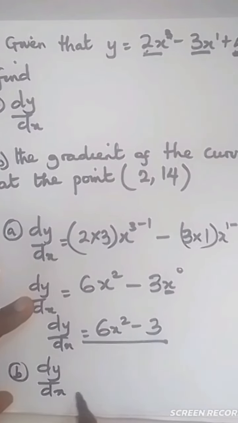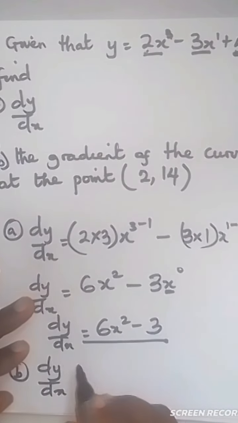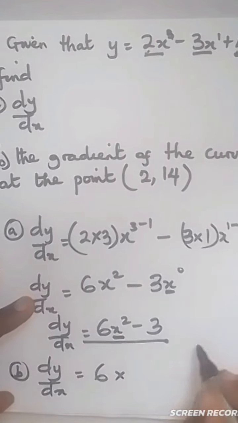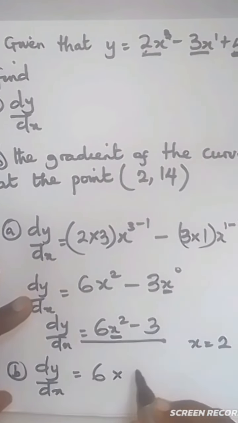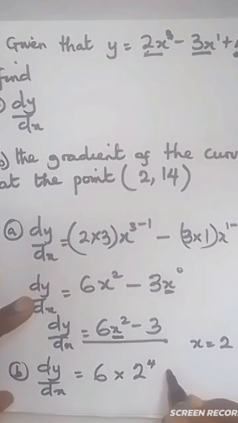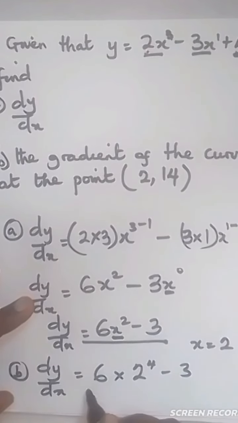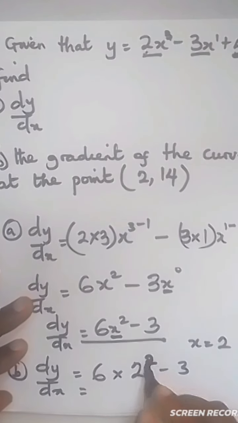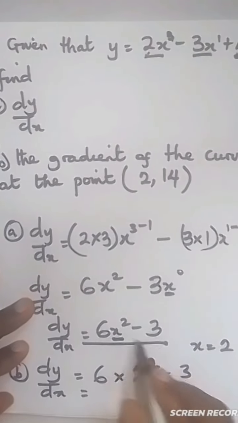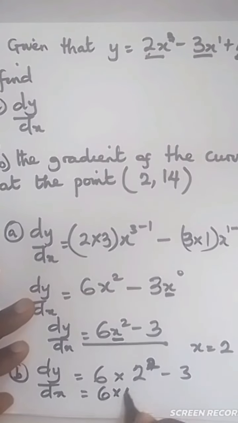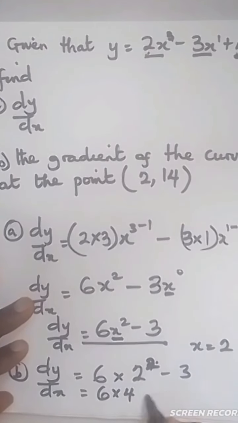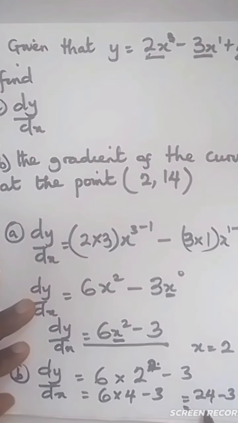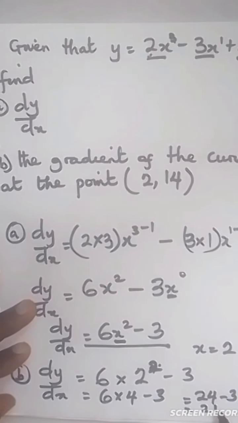over dx. We are substituting with 2, which will give us 6 times x, and I will substitute x by 2. So that will be 6 times 2 raised to power 2 minus 3. 2 raised to power 2 is 4, so 6 times 4 minus 3. This will give us 24 minus 3, which is going to give us 21. So we stop there. Thank you.